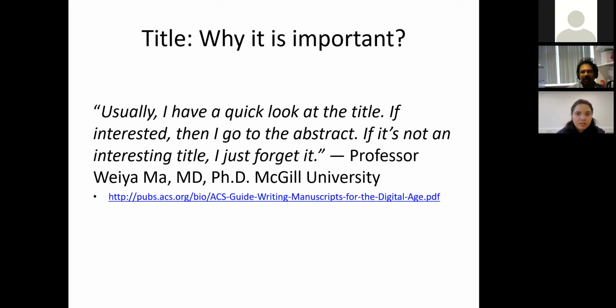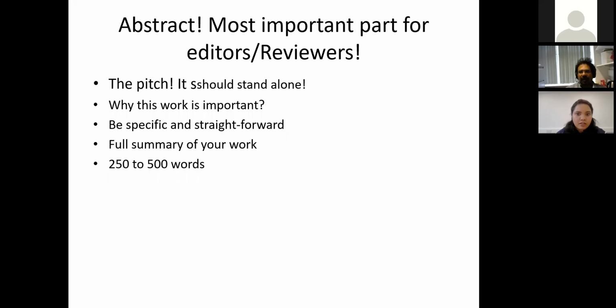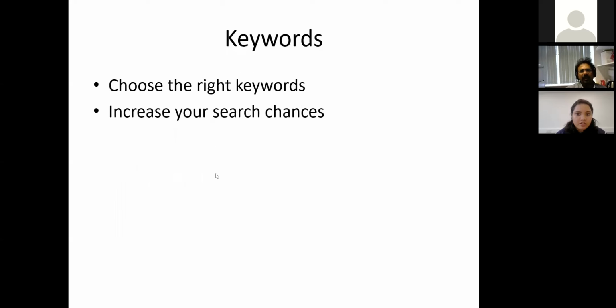From an editorial perspective, the editor also sees the title first, then the abstract. Then he or she goes through the content of the paper. So it's very, very important to have a good abstract and a good title. Abstract is the most important part for editors or reviewers, and that's the pitch. And it should stand alone. You need to say why this work is important. Be specific, straightforward. And it should be 200 or 250 to 500 words, depending on the journal guidelines. You should select the right keywords.